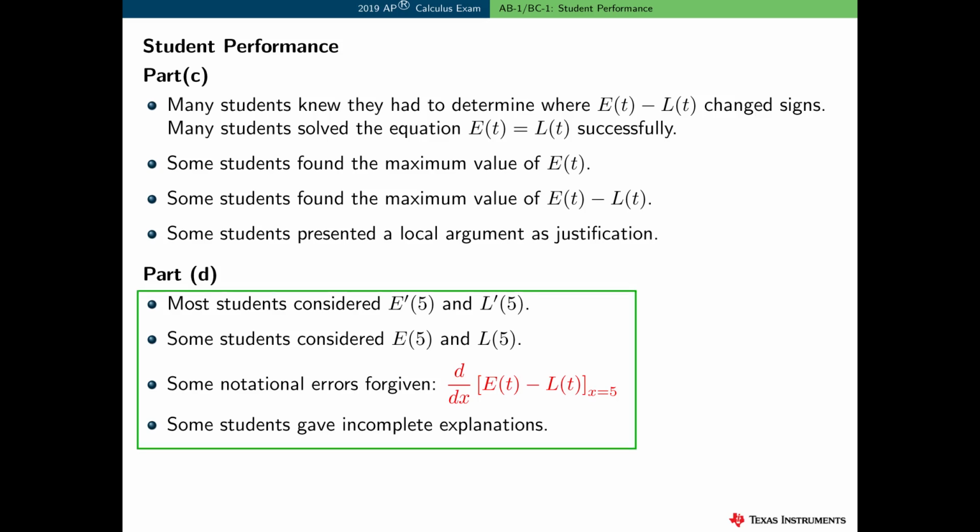In Part D, most students considered the value of E prime of 5 and L prime of 5. However, some students considered E of 5 and L of 5 instead. And there were some common notation errors here that were overlooked. And here's one misuse of notation in Part D. And some students simply presented incomplete explanations.